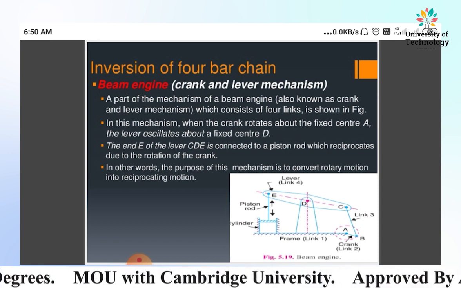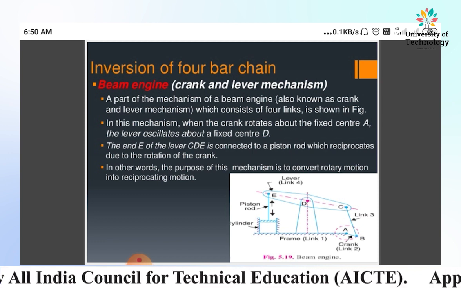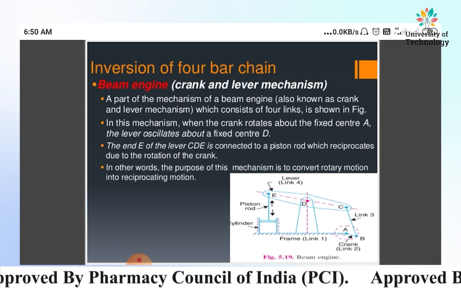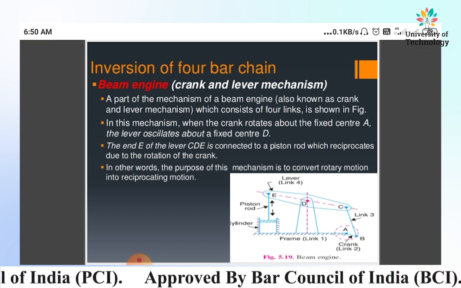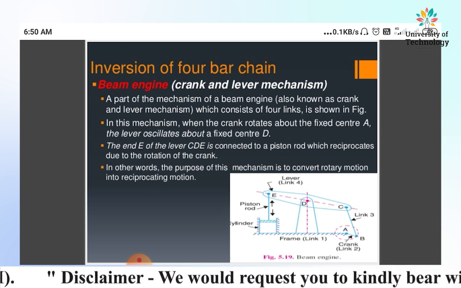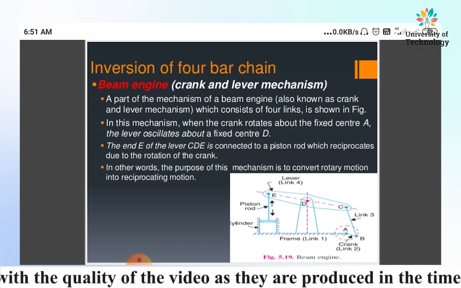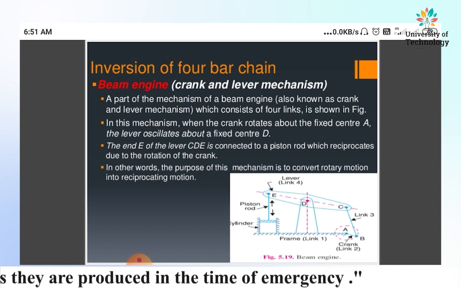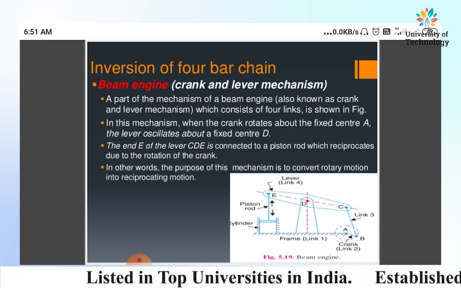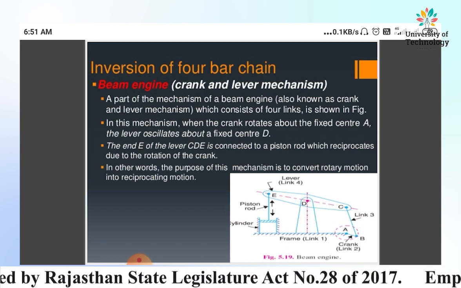The next inversion of the four-bar chain is the beam engine, which is called the crank and lever mechanism. As explained by the figure, a beam engine, also known as the crank and lever mechanism, consists of four links. The links are the piston rod and cylinder, the lever, and the connecting rod and crank.